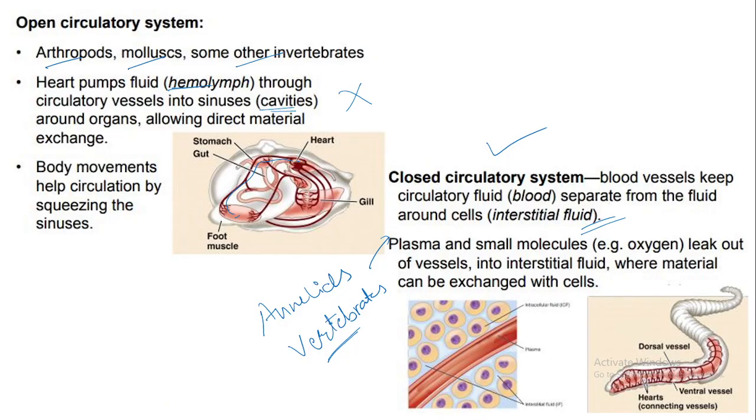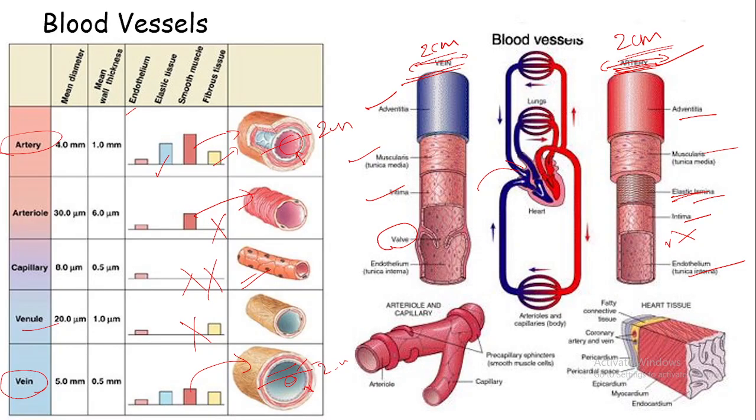Wherever there is complete blood flow within the blood vessels, it is called closed. Whenever there is release of content or blood hemolymph into the body cavity, it is called an open circulatory system. The examples are given right here. Next, blood vessels: arteries and veins.